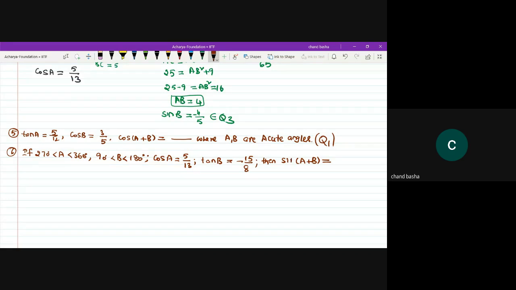So these are the two questions for your practice, guys, and we'll try to discuss them in the next class. If you feel anything is difficult, I'll go on to the next concept, the trigonometric ratios of multiple angles. This is also one important concept, trigonometric ratios of multiple angles.